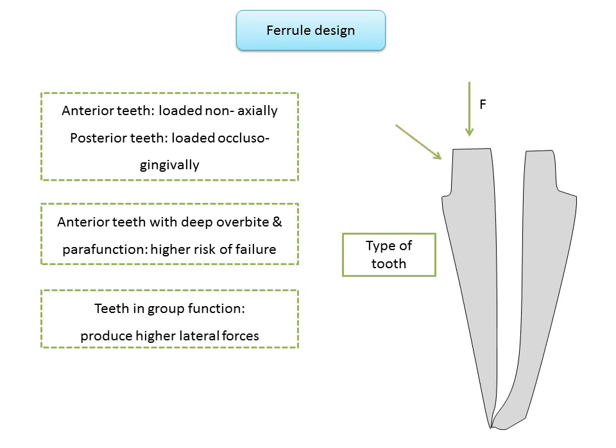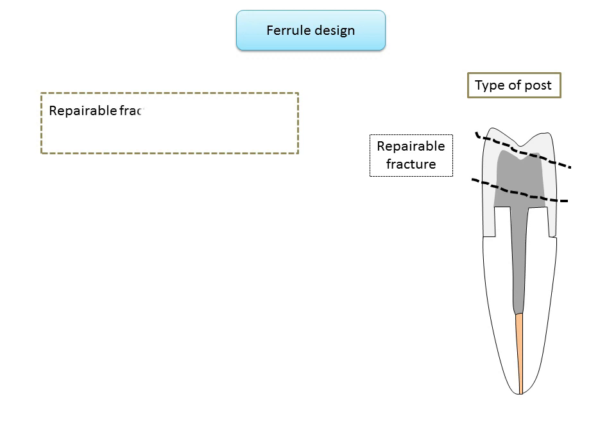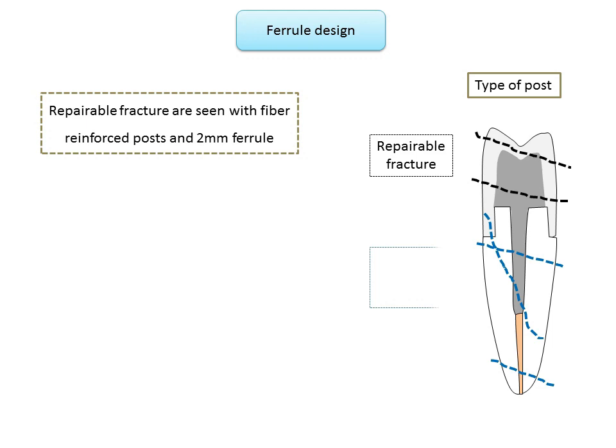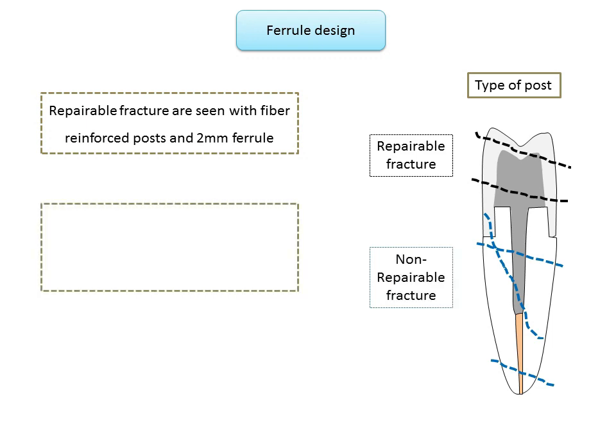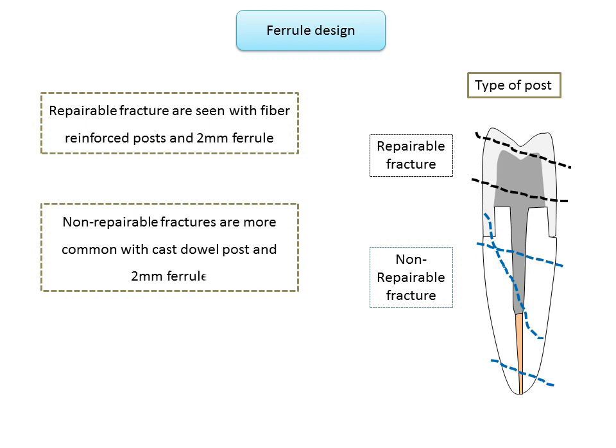Type of post. Repairable fractures are seen above the cemento-enamel junction, that is the CEJ: horizontal cervical fracture, core tooth fracture. Repairable fractures are seen with fiber-reinforced post and 2 millimeter ferrule. Non-repairable oblique fractures are entirely below the CEJ; fracture in the middle or apical third of the root, and vertical root fracture are non-repairable fractures. These non-repairable fractures are more common with cast dowel post and 2 millimeter ferrule.